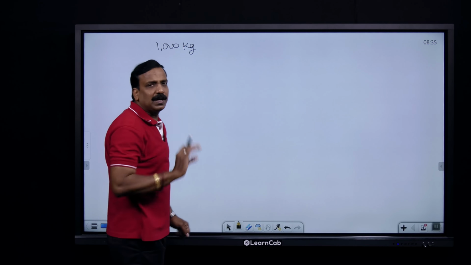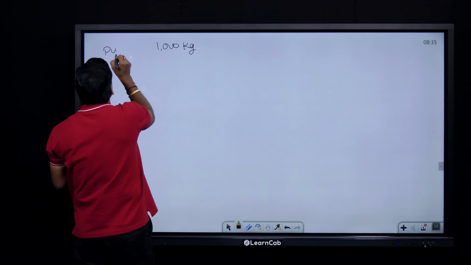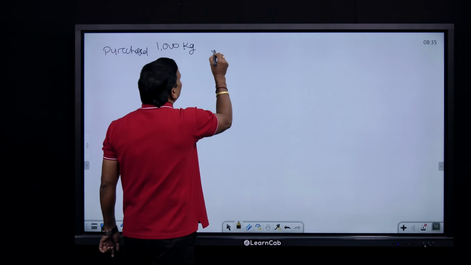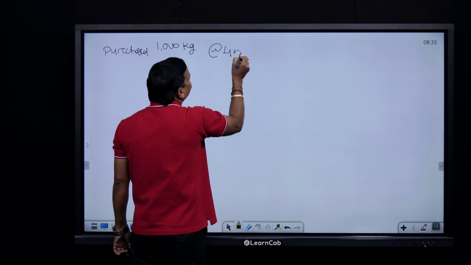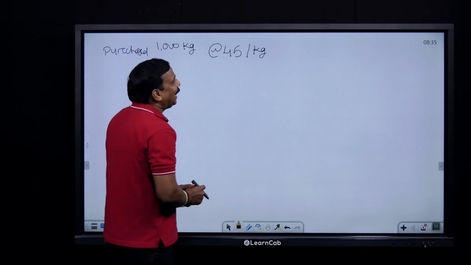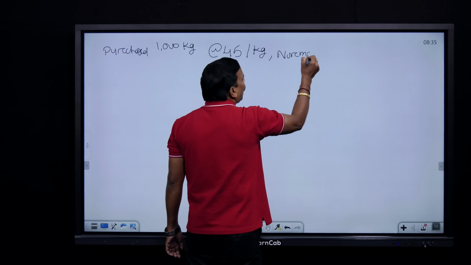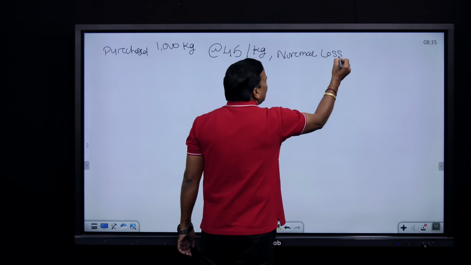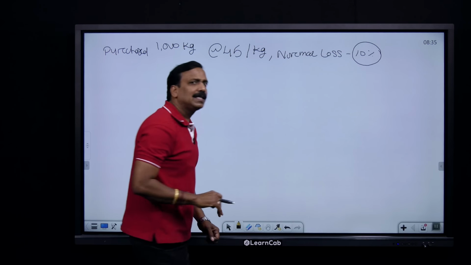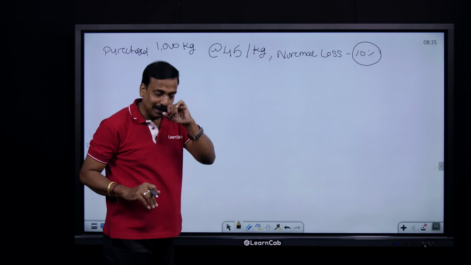Let's say we purchase some 1000 kg. It is our own business. We purchase 1000 kg, right? Purchased some 1000 kg at the rate, let's say rupees 45 per kg. And let's say normal loss, let's say 10%. Who decides this 10%? As I said, industry. Industry average which decides the normal loss.